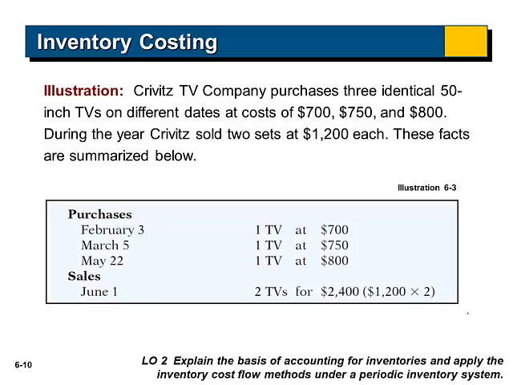So what we need to figure out is, of those 3 TVs, which costs should be assigned to the cost of goods sold, the 2 that are sold on June 1st, and which one should be left in ending inventory. What should be the value of ending inventory? Should we sell the 2 from February and March and leave the May one in ending inventory, or vice versa? Or should we add them all up, divide it by 3 and get an average? So that's what we want to talk about in these inventory cost flows.